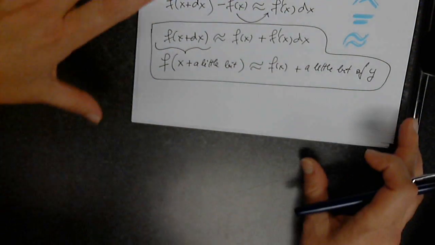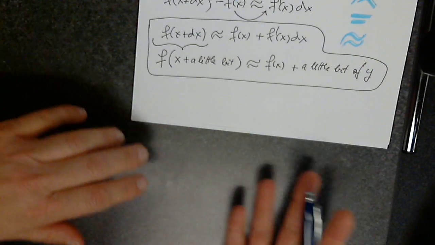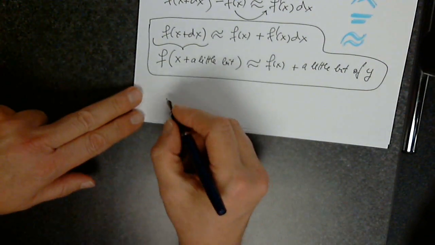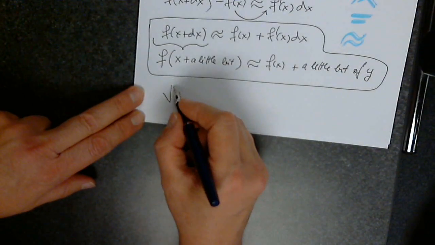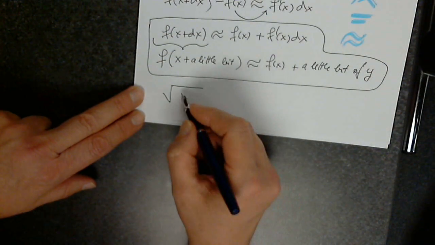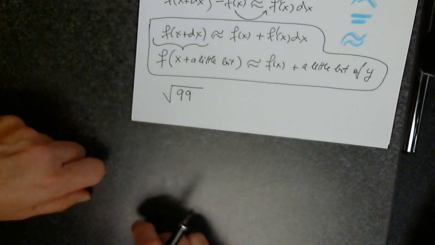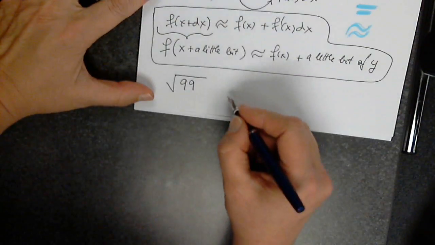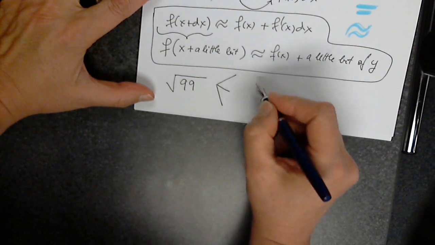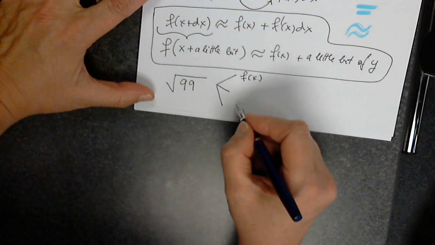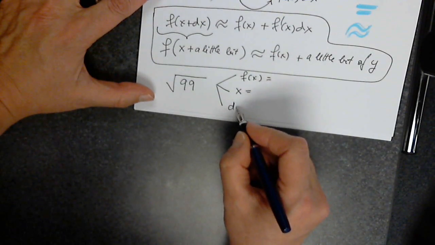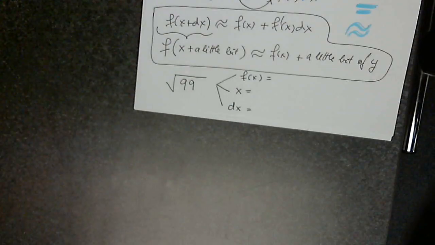Okay, so now here is the question. Fine, beautiful. When am I going to use this, right? And here is my explanation, or one example. So let's say I want to determine the square root of 99. Can anyone give us three different things here? The function we are talking about, the point or the x value we are talking about, and the change in x that we are talking about.